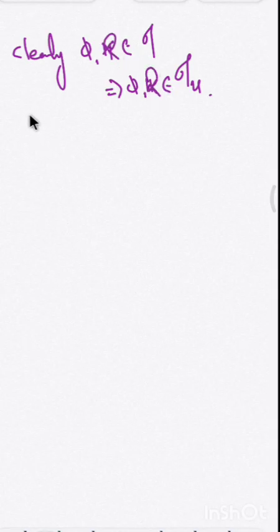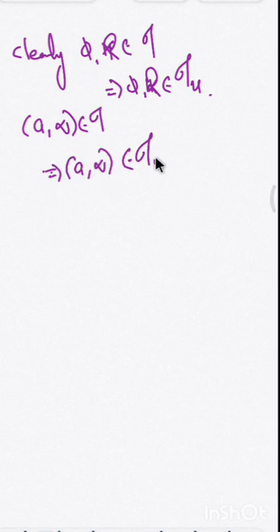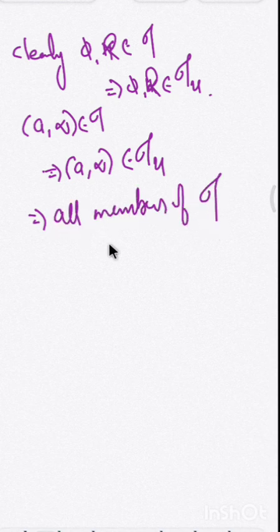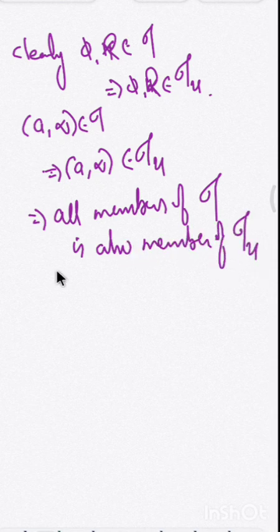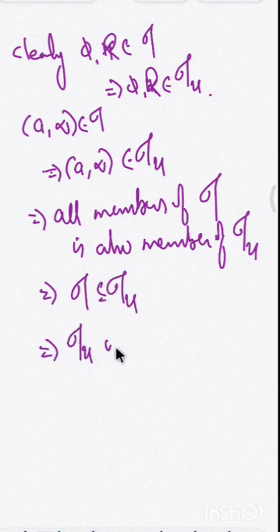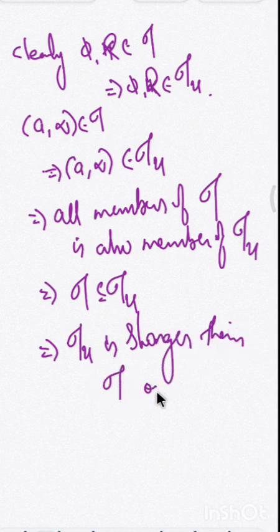Now sets of the form (a, infinity) belong to tau, correct? And do they belong to tau u? Yes, of course, because tau u is the usual topology. The usual topology consists of all the open intervals of the real line. This implies (a, infinity) also belongs to tau u. So what can you say? All members of tau are also members of the usual topology, which means tau is contained in tau u, which means the usual topology is stronger than this topology tau on the real line.